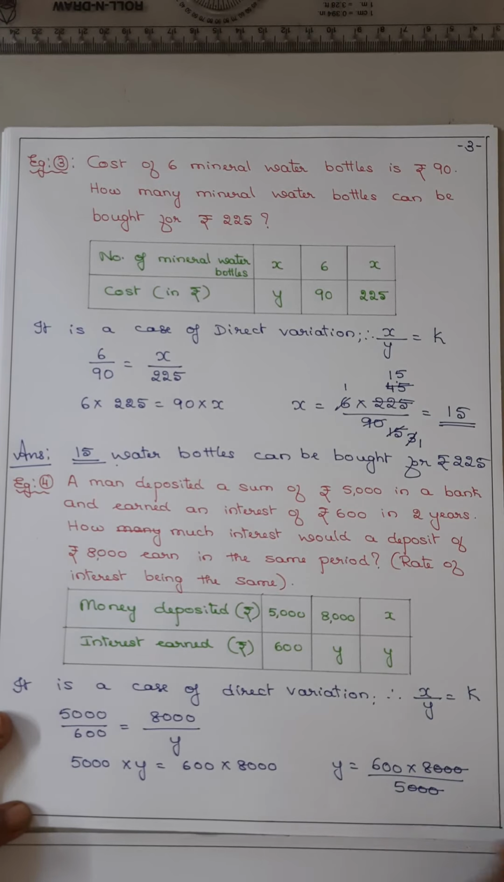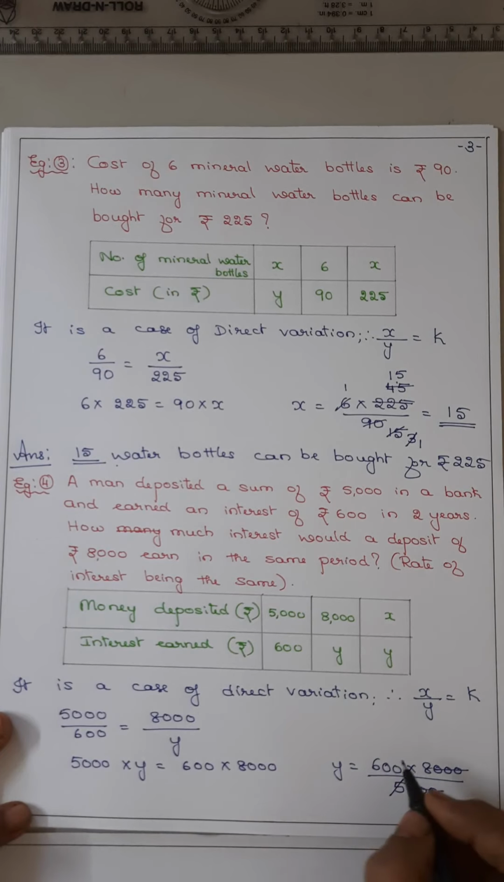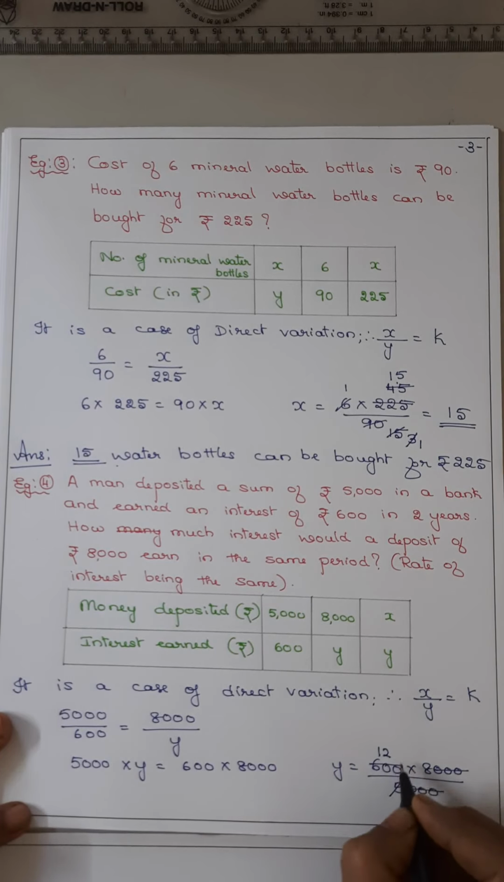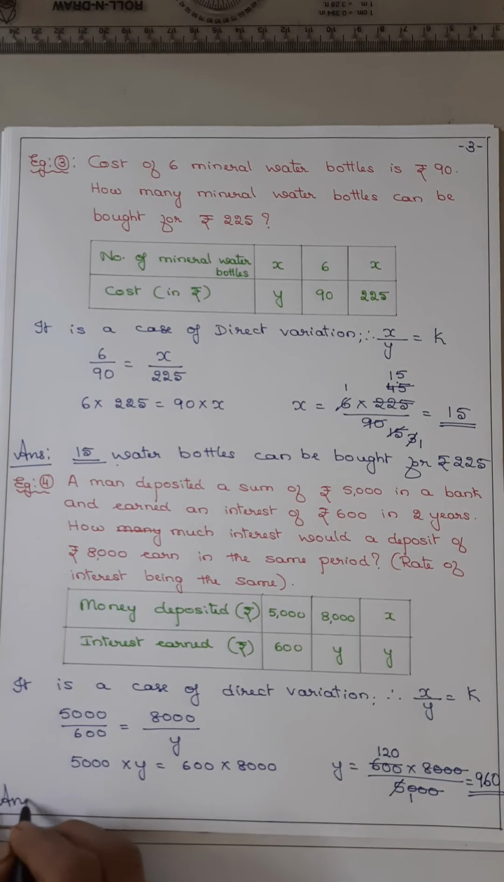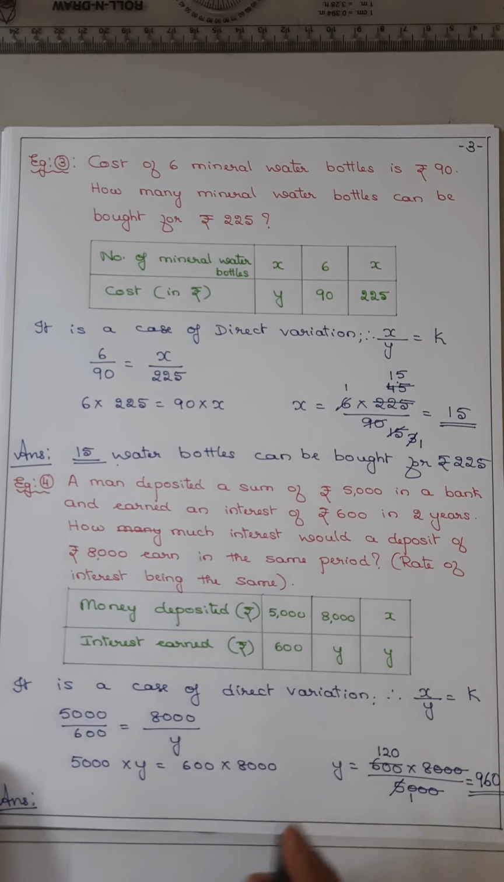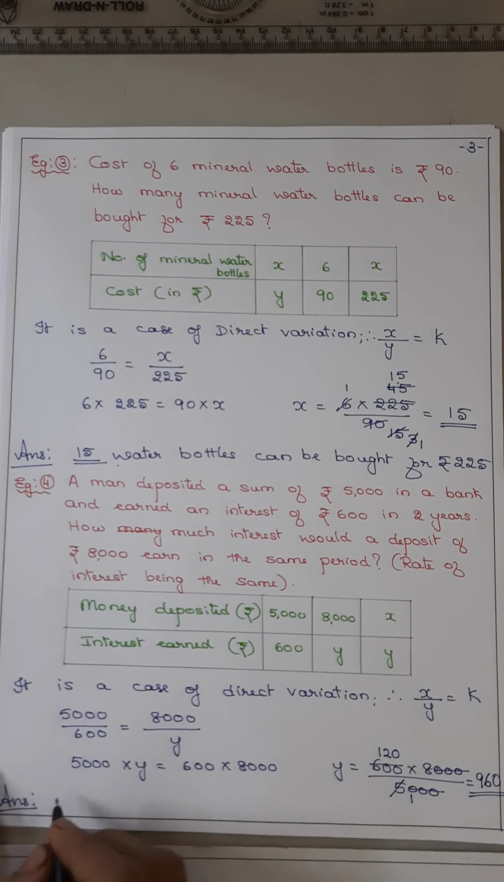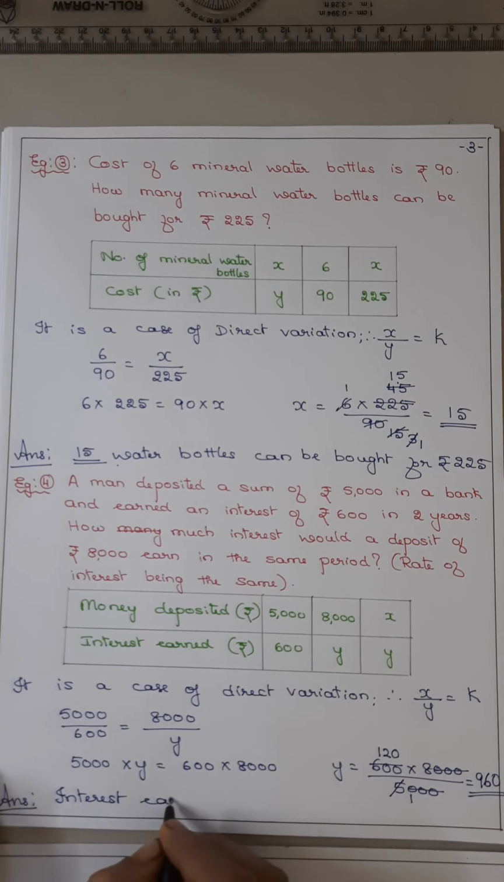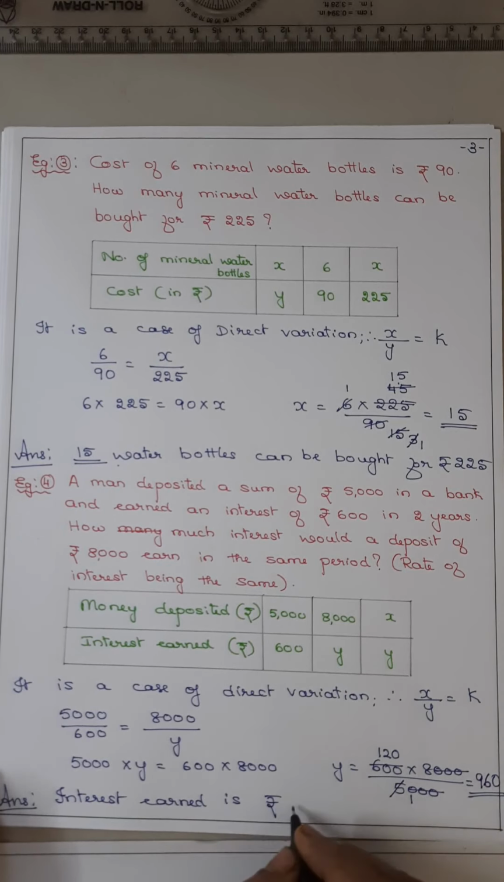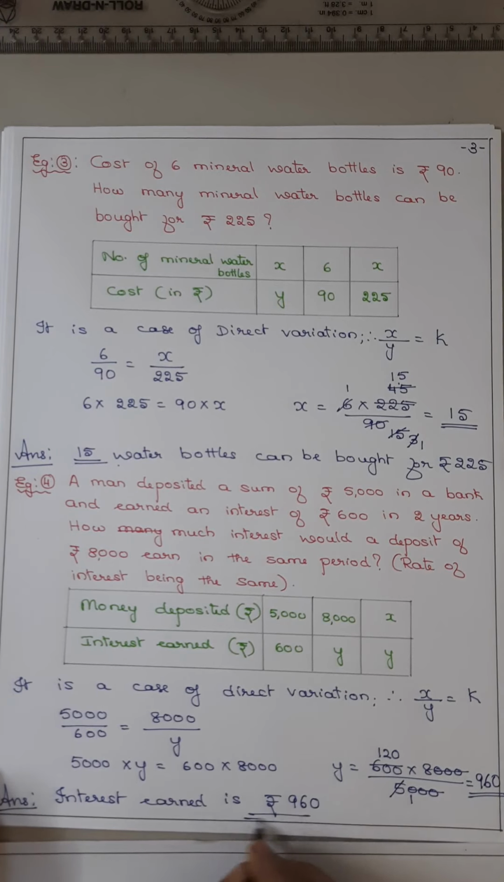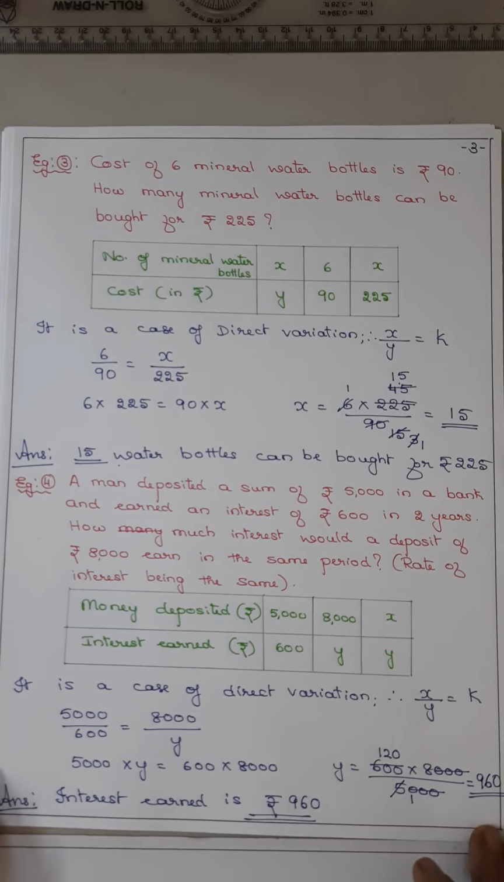3 zeros cut. 5 ones are 5, 12 5s are 60 and this 0. Now 12 8s are 96 and 1 0. So write the answer. How much interest? So interest earned is rupees 960. So please don't forget to write the units.